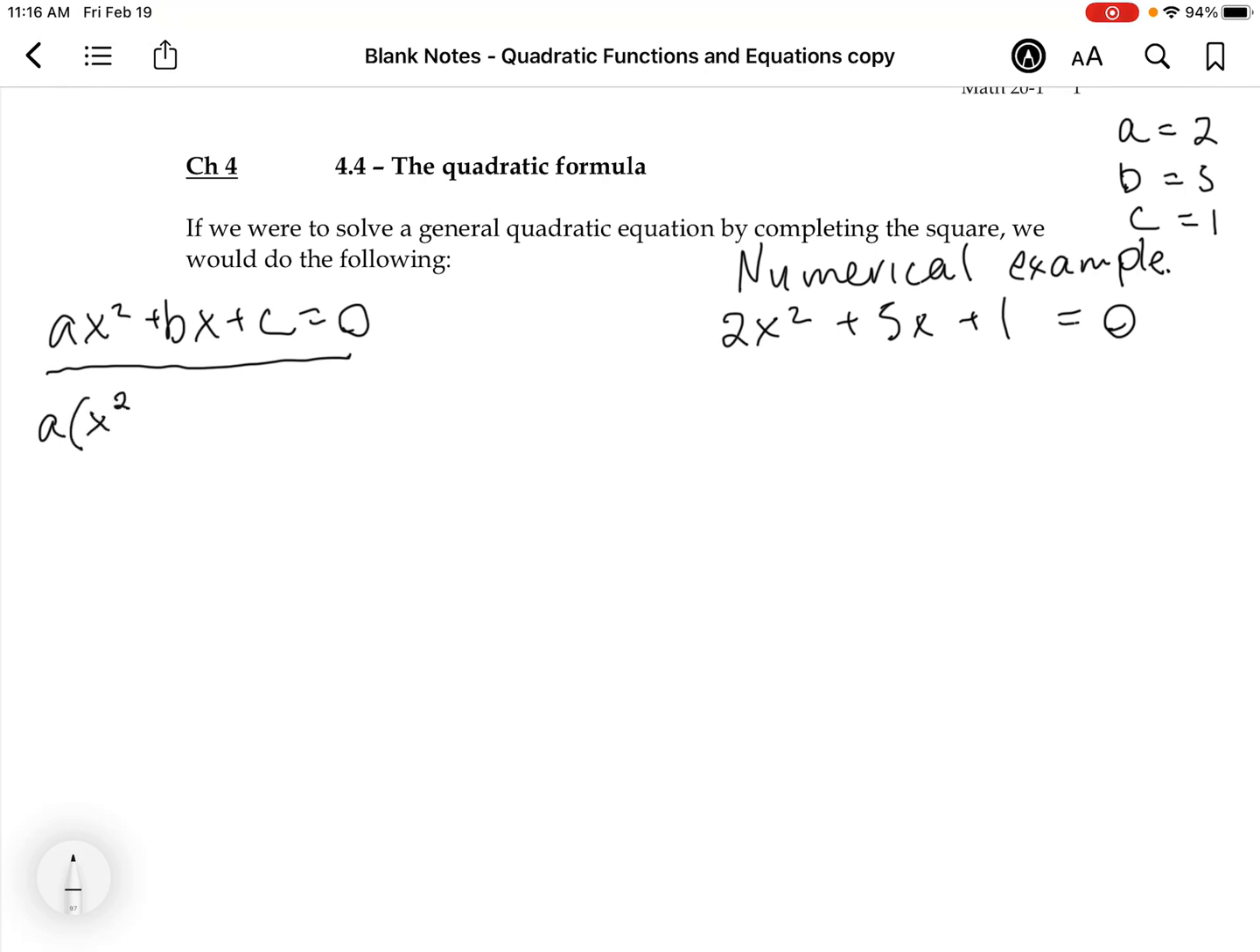Now, to take out an a here, I actually have to divide this by a. Because if you imagine going the other way, if I distributed this back in, a times b over a is equal to b. So if I go the other way, I would end up with what I started with. Okay, now numerically, what I would do is I'd take out the 2, and I'd have x squared plus, well, when I factor 2 out of 5, I have 5 over 2, right? Because 2 times 5 over 2 is 5.